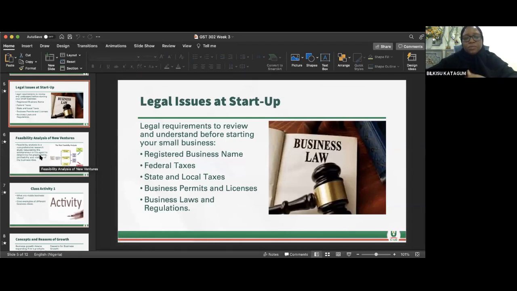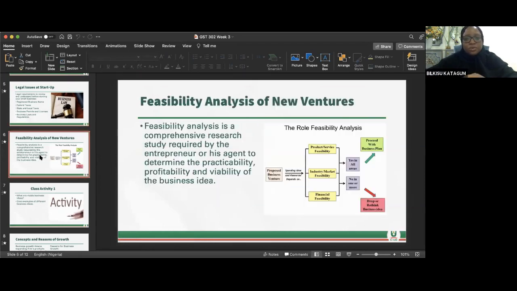Now, the next thing we're going to go over is a feasibility analysis. No matter what kind of business you are going into, even if you've seen, okay, maybe my mom has been doing it for years, or a family member or somebody, it is good for you to carry out your own feasibility analysis. A feasibility analysis is basically you're doing research before you actually start off the business.